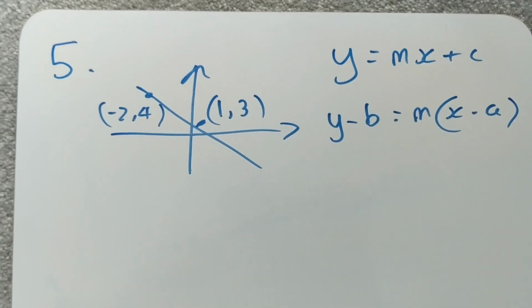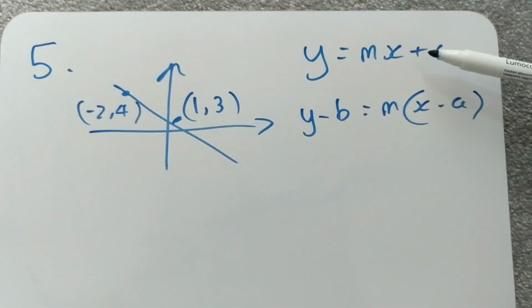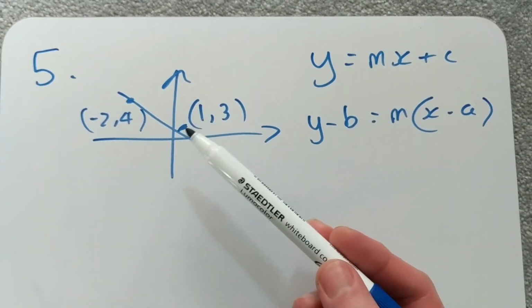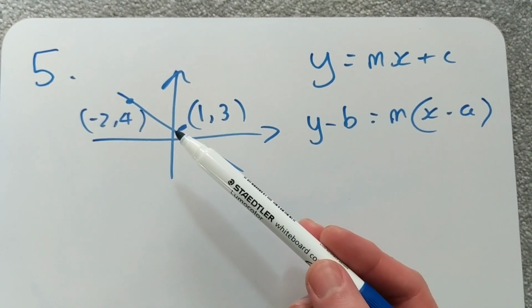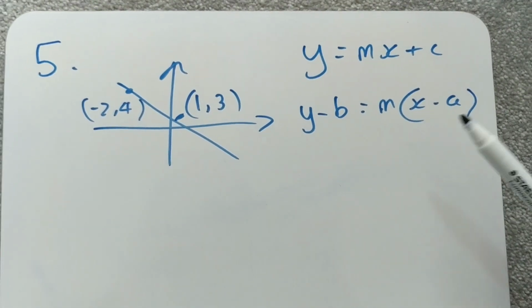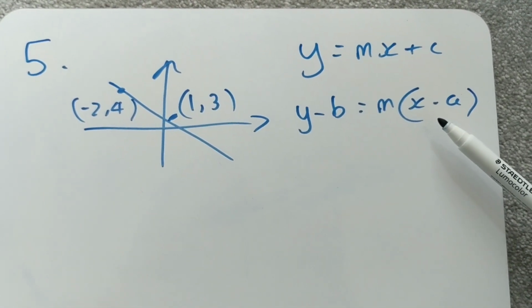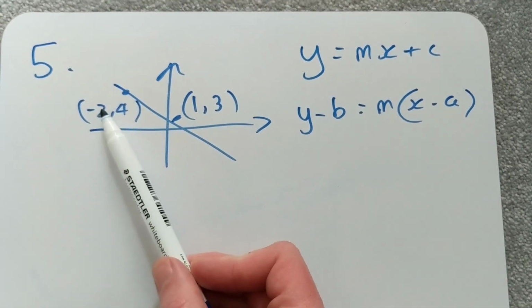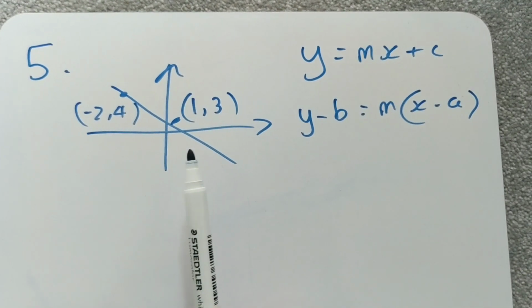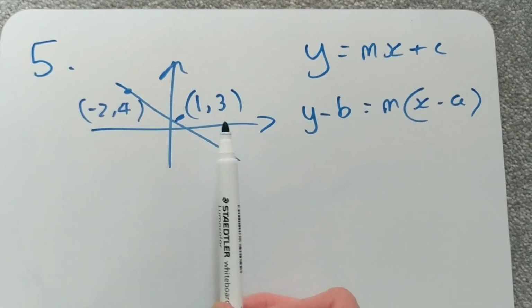You can only use the top equation, that one, if you know the y-intercept plus c. In the graph, do we know the y-intercept? Do we know for sure where that crosses? The answer is no. So, if that's the case, then we need to use this formula. And with this formula, you can choose this point or this point for your A and your B. My advice is always choose the one with the easier numbers.